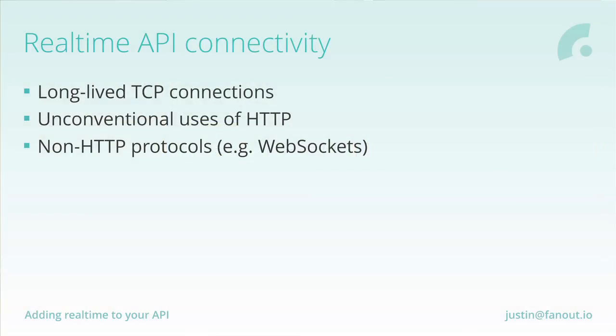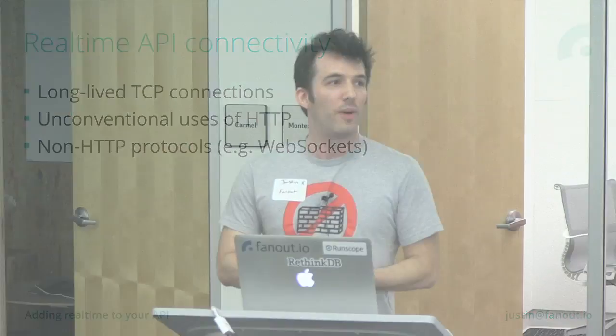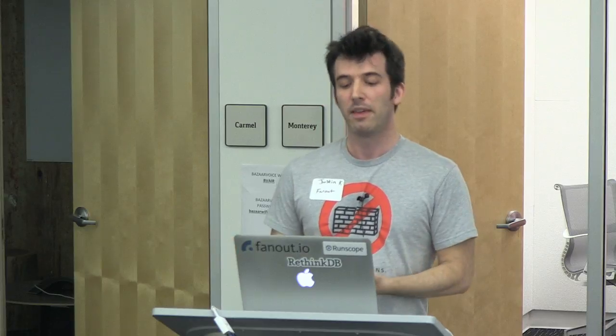So, how do real-time APIs work? Typically, you have some kind of long-lived TCP connection. You're not dealing with UDP. It's pretty much all TCP-based. What you see in the wild are unconventional uses of HTTP, things like an HTTP stream, a stream that never ends, or you're using WebSockets, some kind of non-HTTP protocol. And that's pretty much what people use.